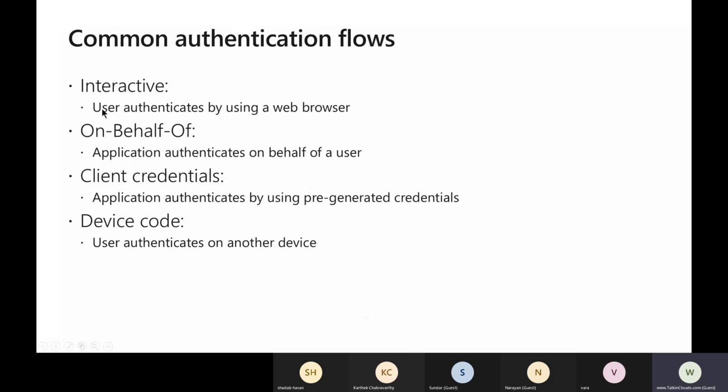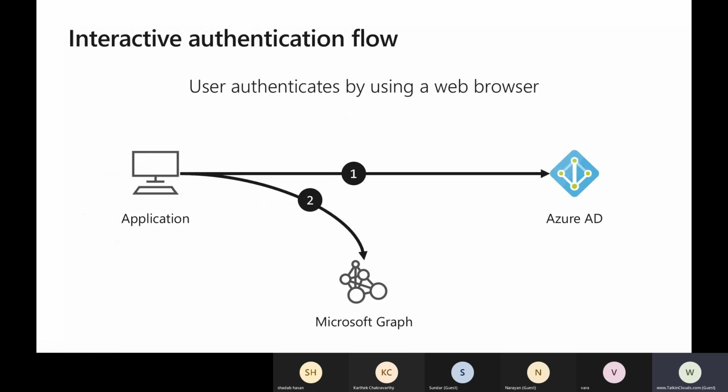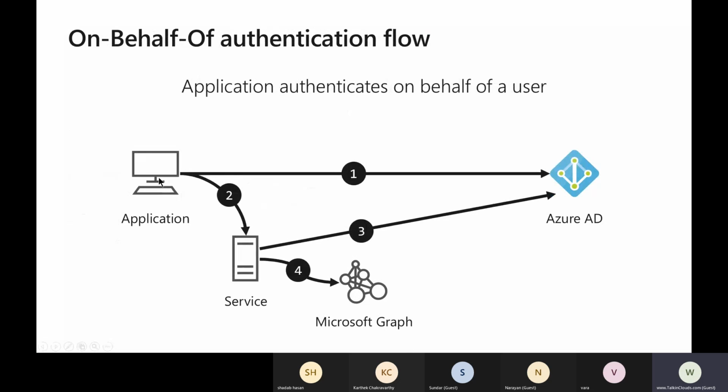Okay, so this is interactive: the user uses a browser and does authentication from the AD and comes to the Graph. This is on-behalf-of authentication: when the application goes to Active Directory, comes back, and then goes to some service, and that service also wants to authenticate from Azure Active Directory. Then the service will authenticate to the Active Directory and come back, and then it gives you access to the Graph API. So this is on-behalf-of authentication, like someone is taking your token and passing it to the Active Directory and getting the authentication back.